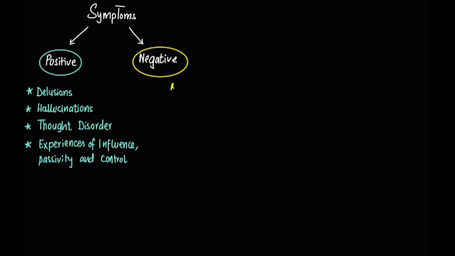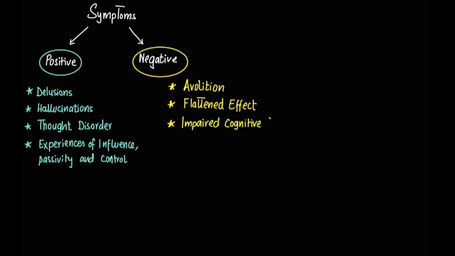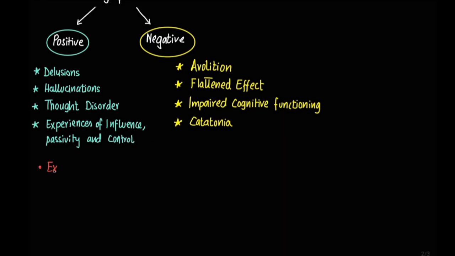So the individual who has a thought disorder cannot speak properly. Then we've got experiences of influence, passivity, or control, which is basically the belief that one's thoughts or actions are influenced or controlled by someone or something external, and that this is out of their control. Now moving on to the negative symptoms, which include avolition, that is the lack of motivation; flattened affect, which is basically the lack of emotions or expressions; impaired cognitive function, that is reduced memory or attention; and catatonia, that is the lack of movement or speech, where individuals oftentimes find themselves in fixed, rigid positions.